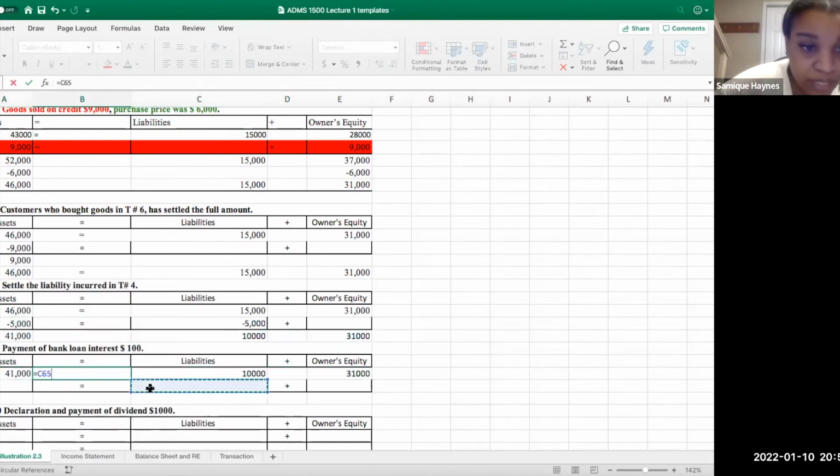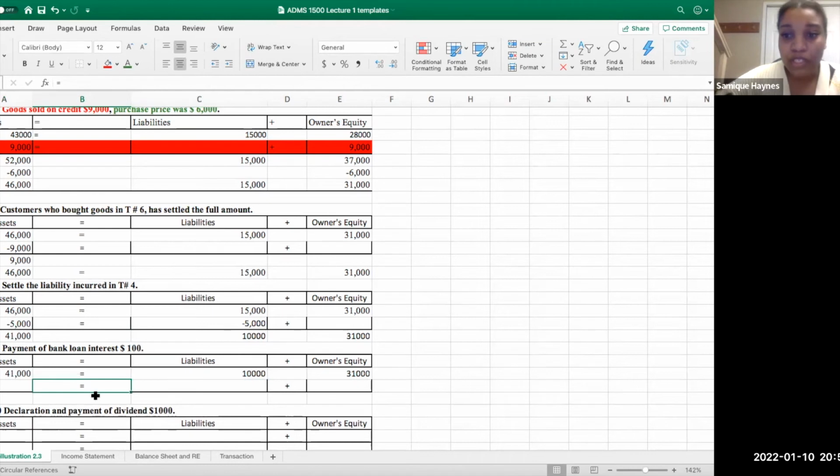All right, so this one says payment of the bank loan interest, $100. We paid the bank loan interest. If we pay the bank loan interest, what do you think is going to happen? First of all, think about the accounts that are there. Which accounts can you see in that one? Cash will decrease by 100 and our liability by 100.